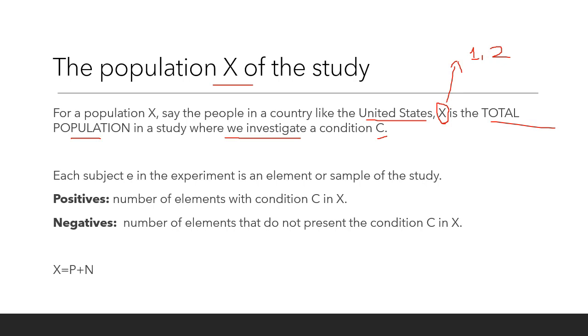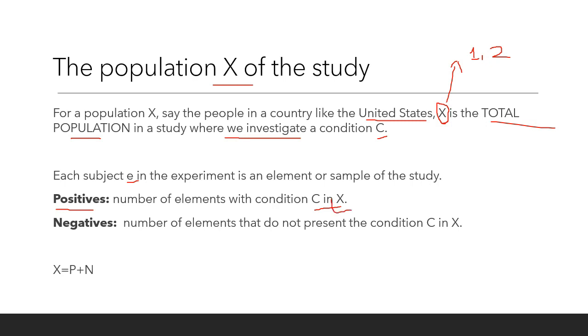Each subject E, or sample E in the experiment, is an element or sample of the study. So every person is a sample or element of the study. The population is X and the condition is C. So positives will be the number of elements or people with condition C in X. But that's precisely what we don't know.